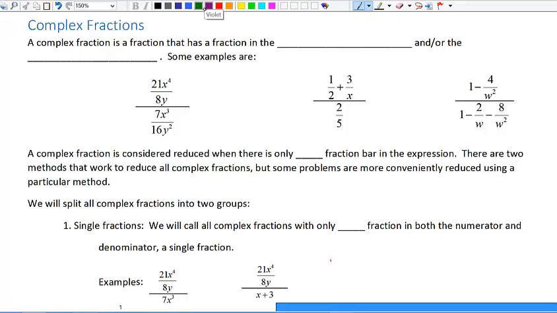This next lesson is on complex fractions. A complex fraction is a fraction that has another fraction in the numerator and/or the denominator.